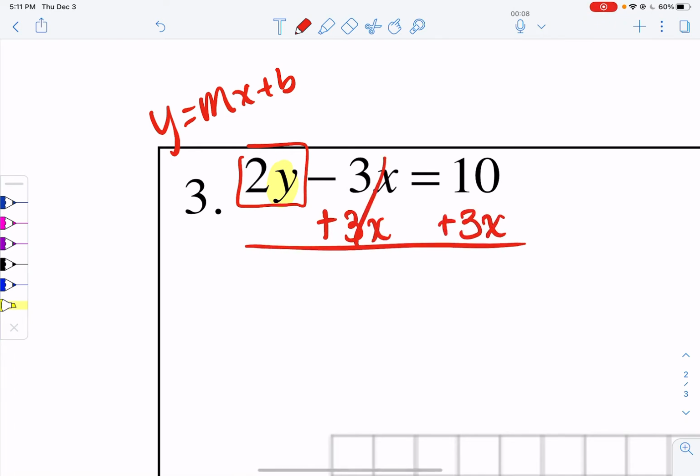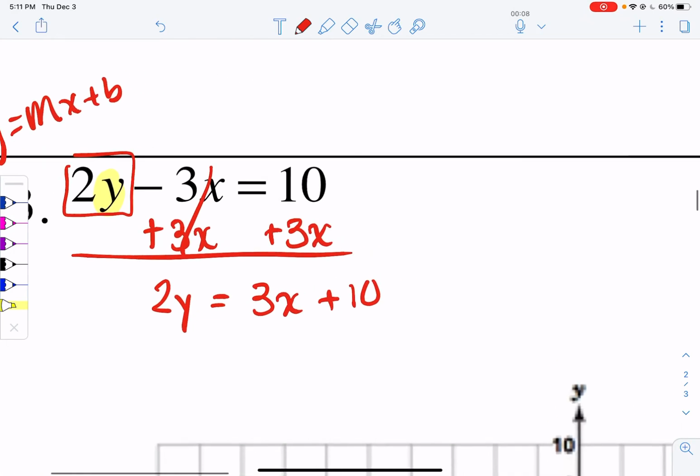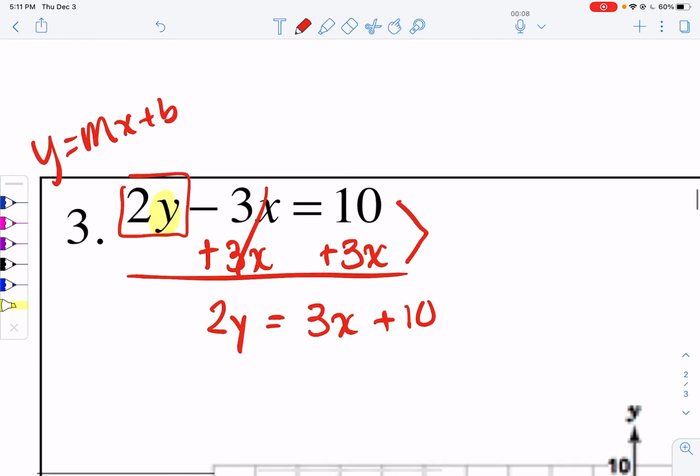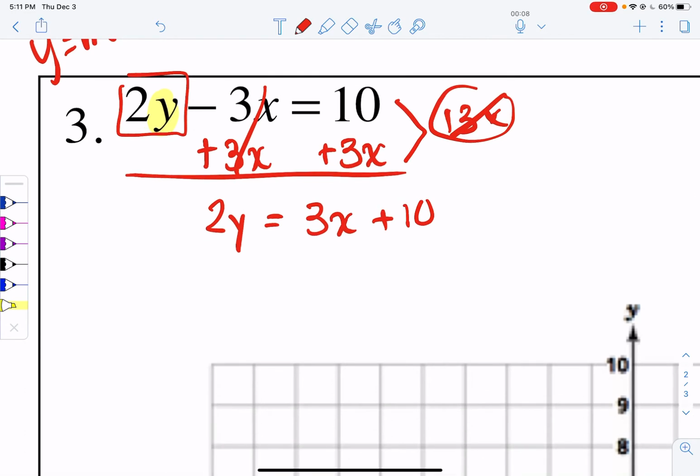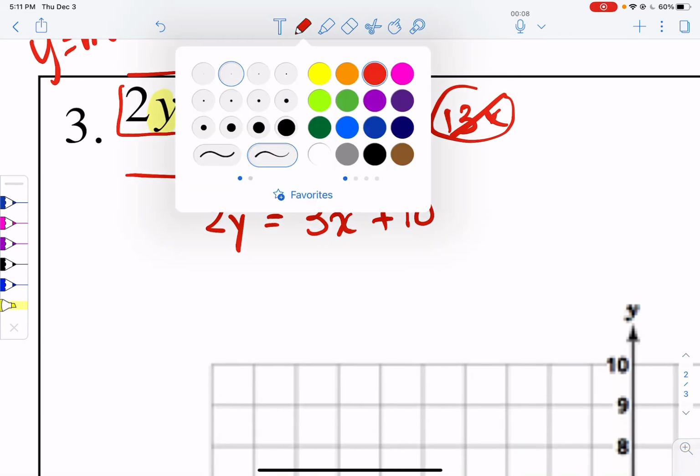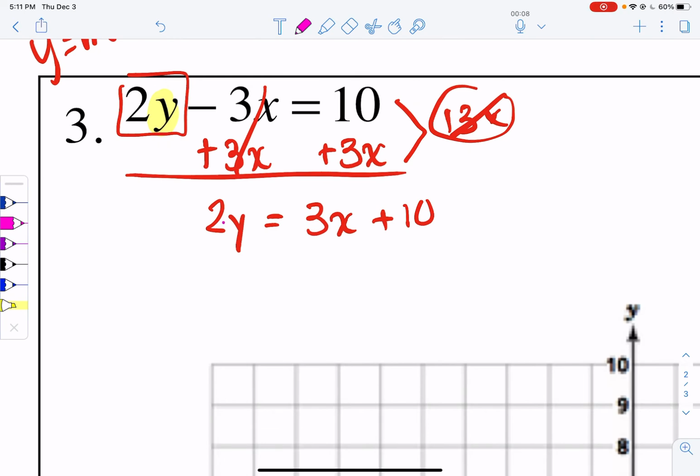My 3x's cancel, so on the left-hand side, I'm left with 2y equals 3x plus 10. The reason why it's 3x plus 10 and not 13x is because 10 and 3x are not like terms, so I cannot combine them. Now I want to get rid of the 2 that's attached to my y. This is multiplication. There is no addition, there is no subtraction, there is no division.